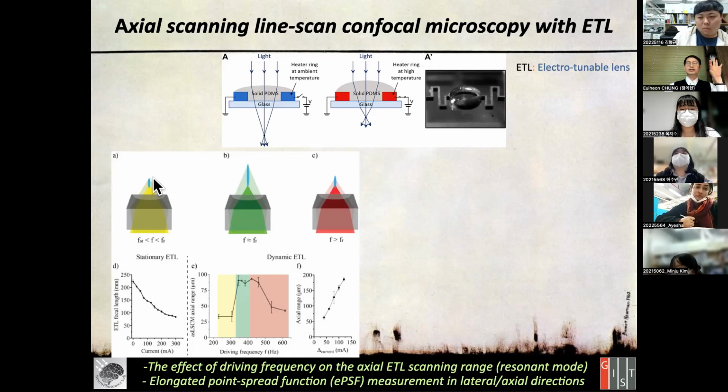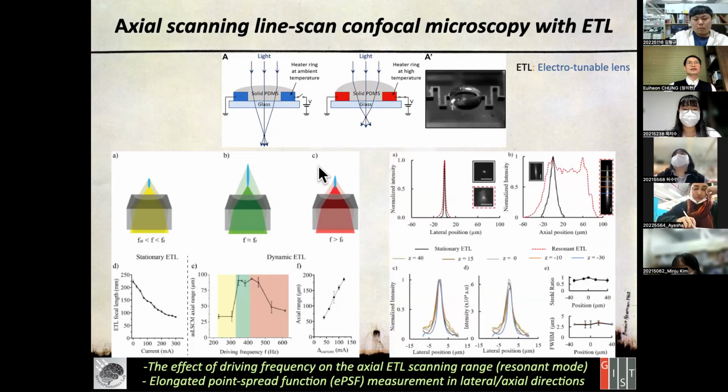However, the problem of a typical ETL is that it has very short ranges. And what we want is almost volumetric imaging, which requires the axial focal length to change as much as possible. For that, we run the ETL at its driving frequency in resonant mode. When we find the resonant mode, such as 400 Hertz, the axial range approaches about 100 microns, and you probably know that confocal microscopy looks down about 100 to 200 micron depth. So this is kind of perfect for us.